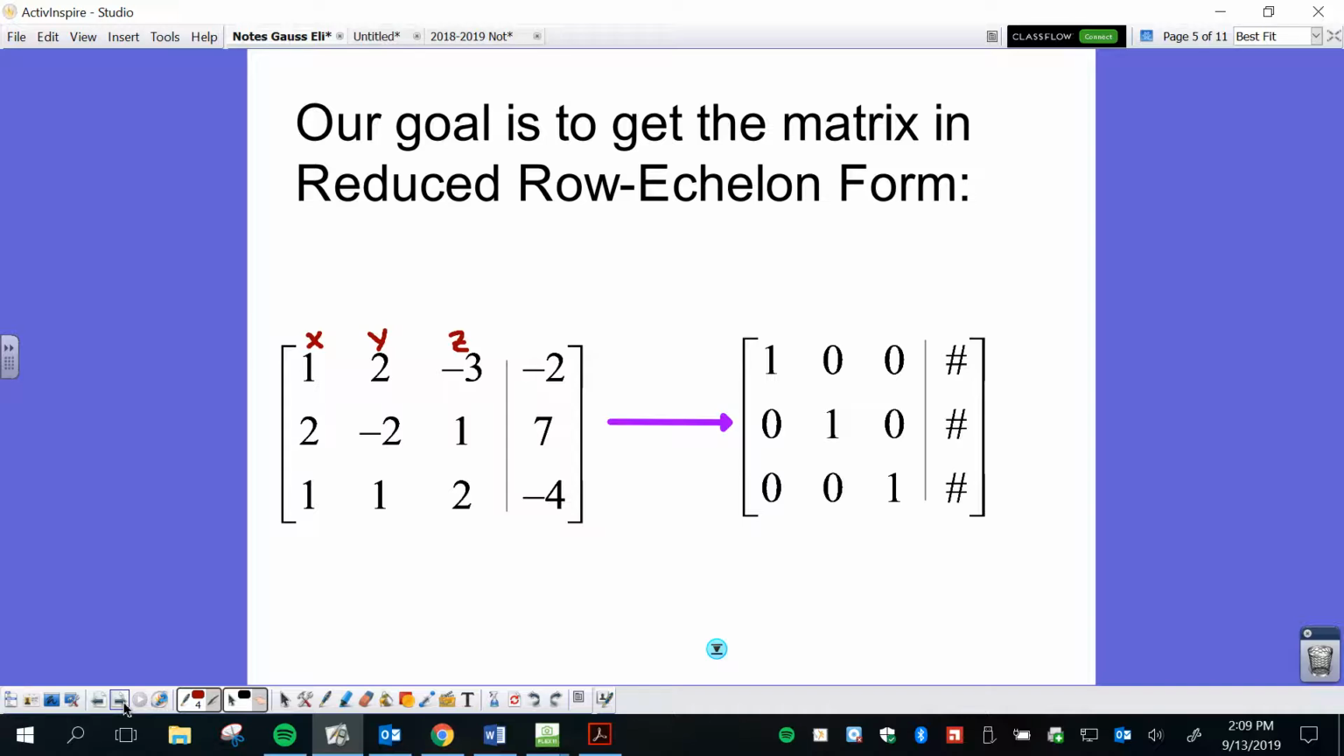So our goal in using this method is to take our augmented matrix and to get it into this, which is called the identity matrix. It looks like binary code, I know, but it's not. So if you know binary code, don't activate that part of your brain right now.